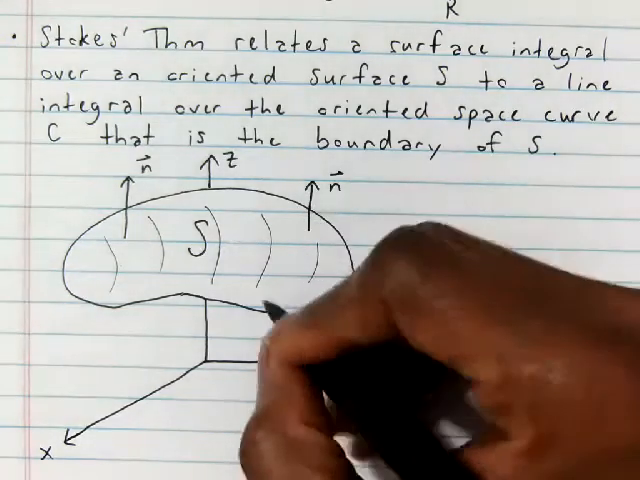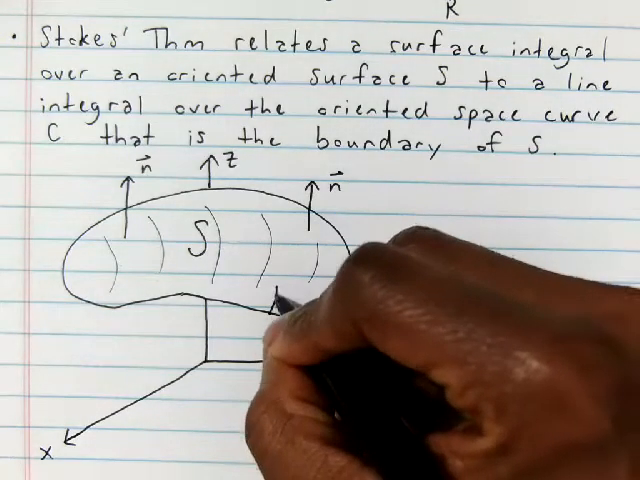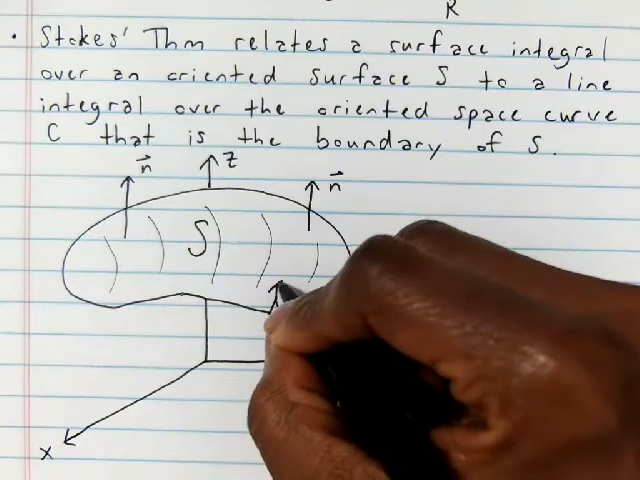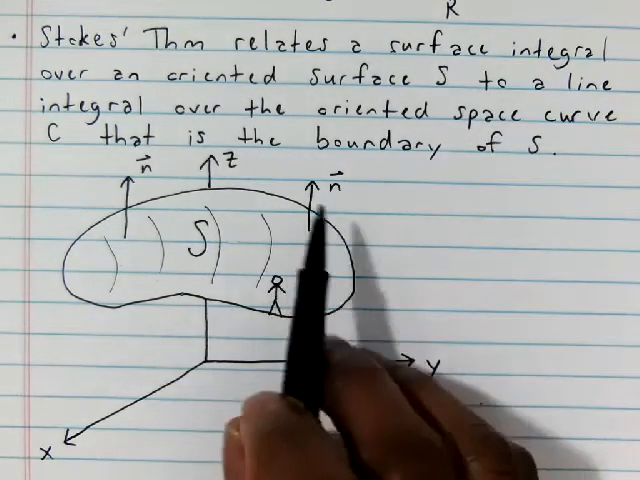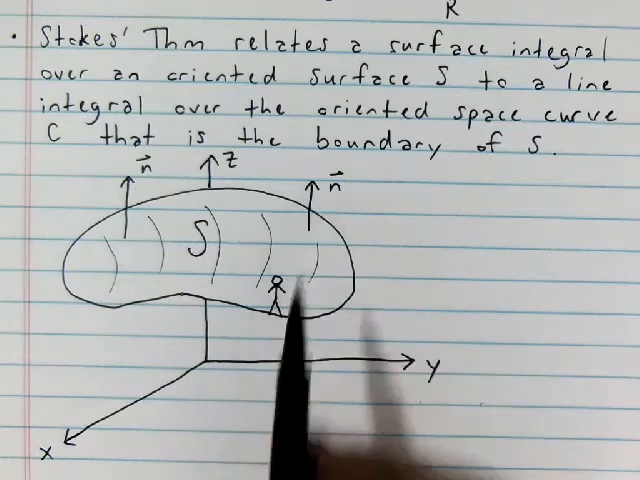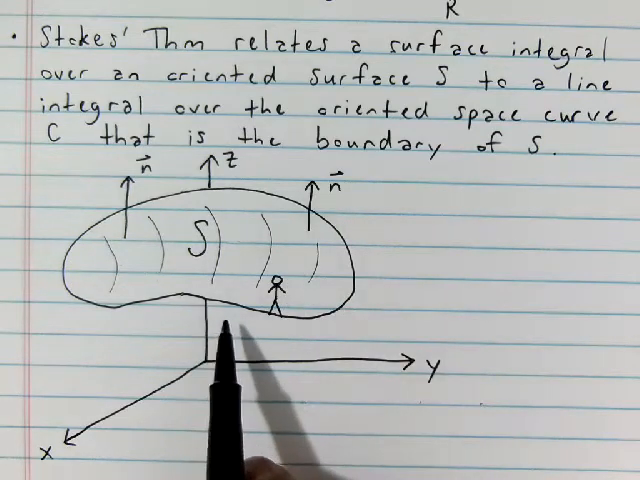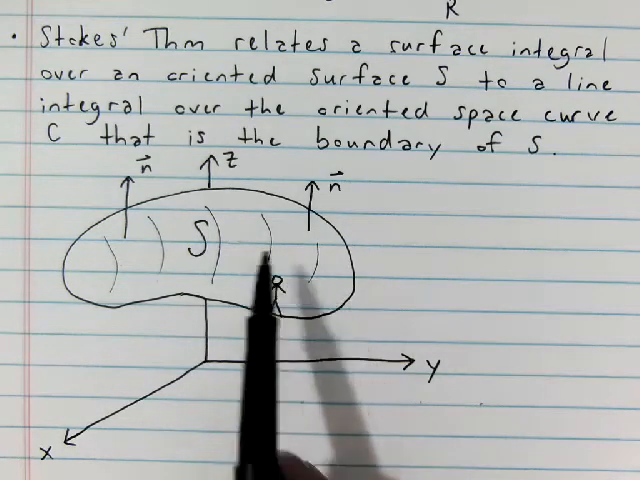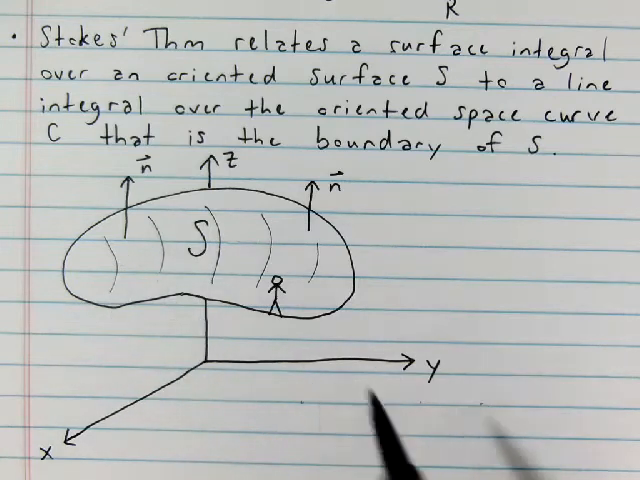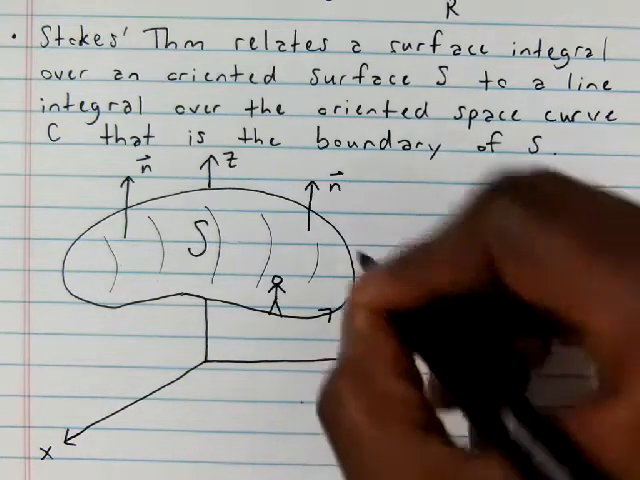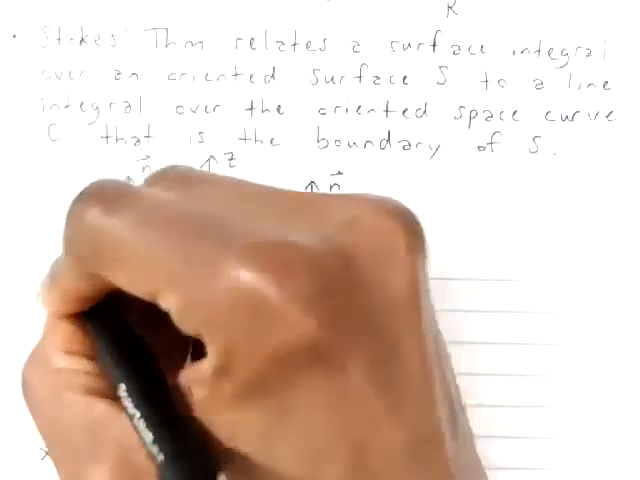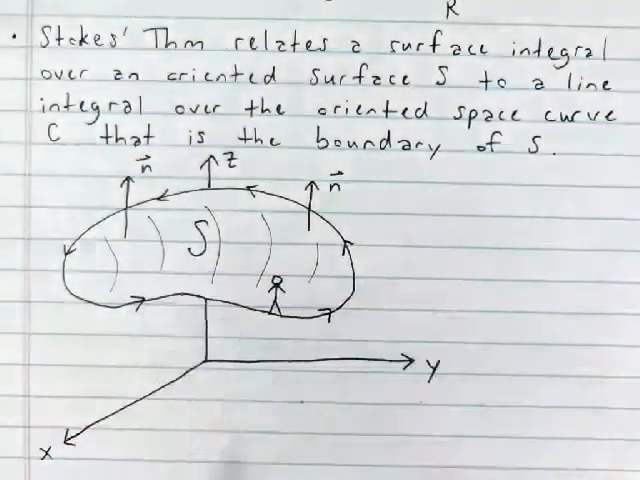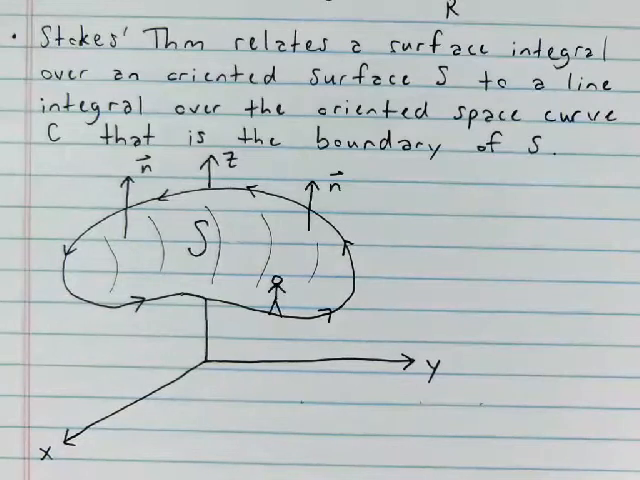So remember, the way we do that is with our person walking along the boundary curve. Their head has to point in the same direction as the normal vector. And then as they walk around the boundary curve, the surface needs to remain to their left at all times. So for this example, this will be the induced orientation of the boundary curve. It will go in that direction.